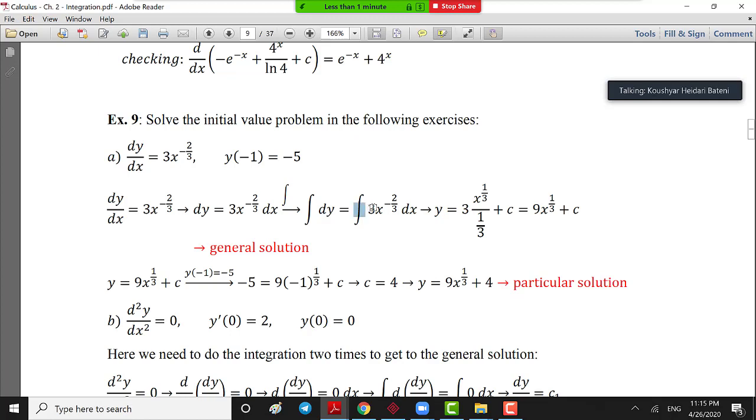Now, what about the result of this integration? The integration of 3 times x to the minus 2 over 3 dx. Yes, we can calculate it, and it is going to be this, right? So our conclusion here is that y plus a constant is equal to 9 times x to the 1 over 3 plus a constant, right? Why didn't I write the undetermined constant on the left-hand side of this equation? Because I could move it to the other side, combine it with the undetermined constant there, and give it a new name, right?